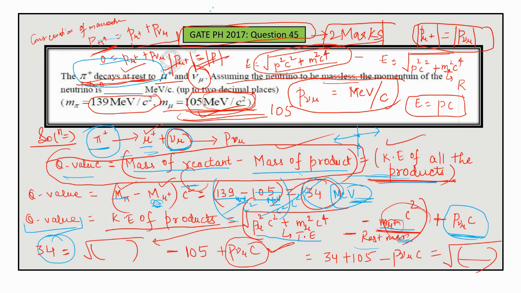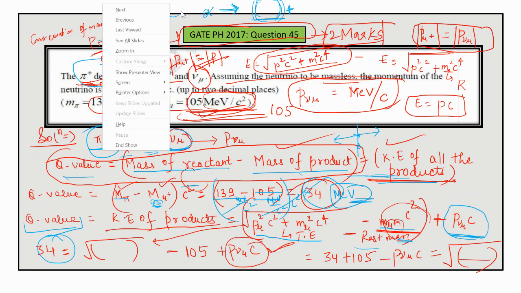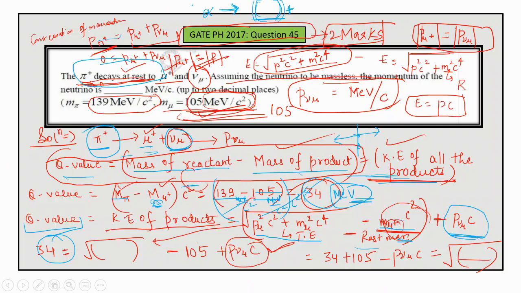Alpha particle. There is a product, so alpha particle, and there is one product. Alpha decay generally happens because your nucleus is very massive. Nucleus is massive, so that decay generally happens.